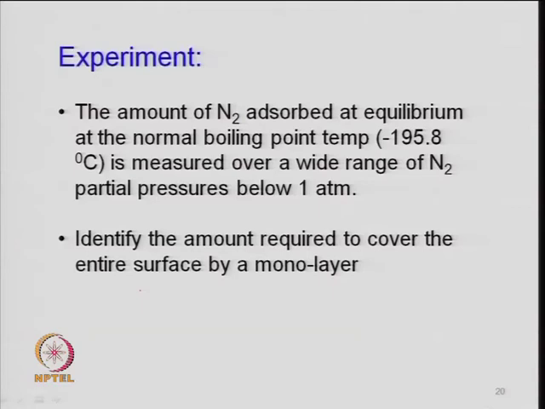So, I will come back to that again. In the experiment, the amount of nitrogen adsorbed at equilibrium at the normal boiling point, which for nitrogen is roughly minus 196 degree centigrade, is measured over a wide range of nitrogen partial pressure, and that is below atmospheric. The saturation pressure of nitrogen is 750 millimeter of mercury.